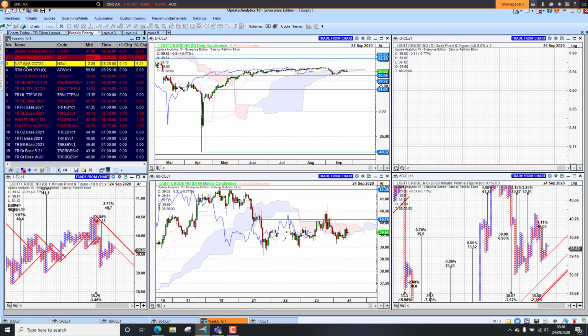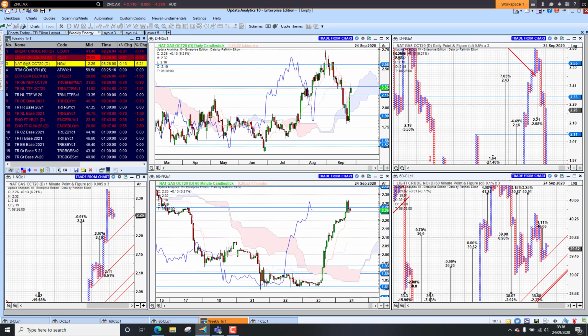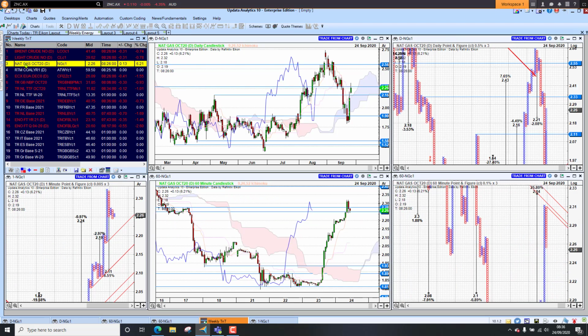US NatGas actually recovering quite a lot of ground. Had a big jump yesterday, so storage numbers yesterday less bad than feared. The week before they really produced a tough week. We saw that fall away. Strong recovery in NatGas, so that's actually looking a little bit better there.